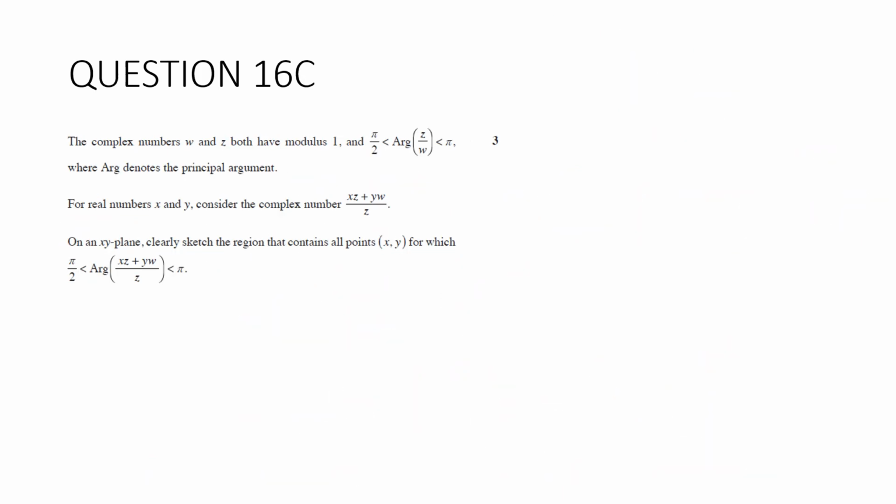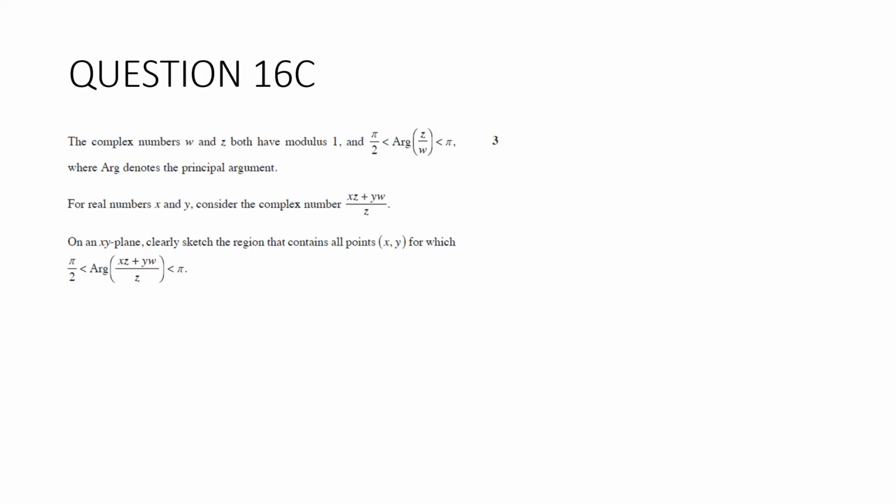Let's start by drawing a diagram. Now remember that arg of z over w is equal to arg z take arg w. Both z and w lie in the unit circle because they've got modulus 1. So suppose w is here and z is out here. This is telling us that the angle between them, let's make that theta, is obtuse.